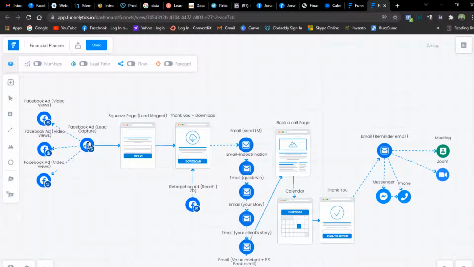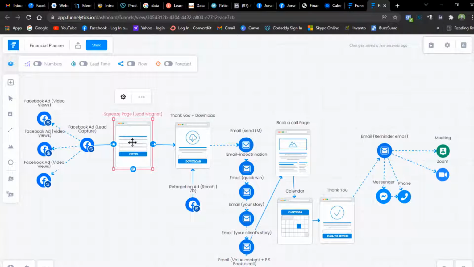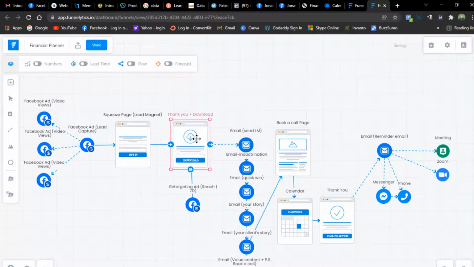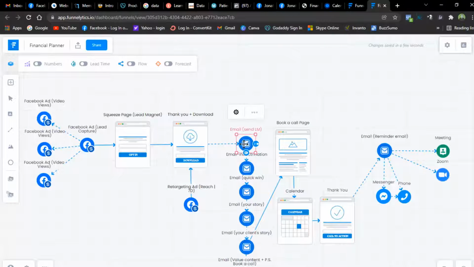Once people click on your ad, they go to a dedicated squeeze page. It's just a landing page, an opt-in form. You don't have this yet on your website, so you have to create it so that they can enter their email address and download the case study. After they download, you send them a thank you, and maybe this could also serve as your download button. Now, this is quite an additional expense for you, but I think it's a very good investment.